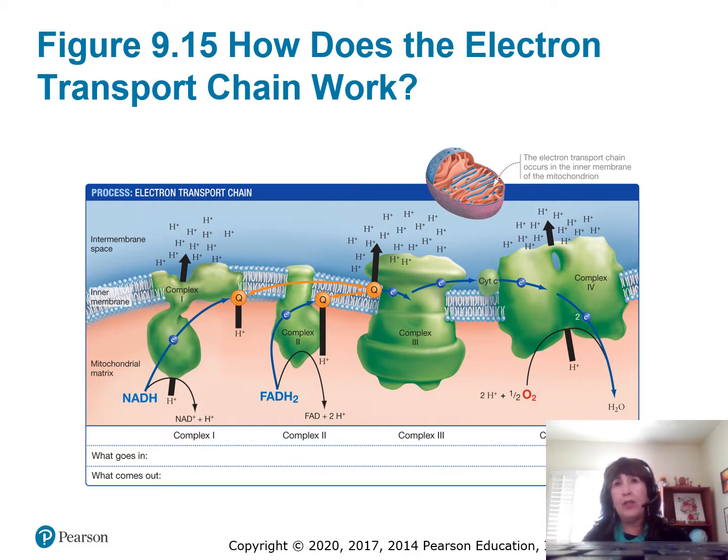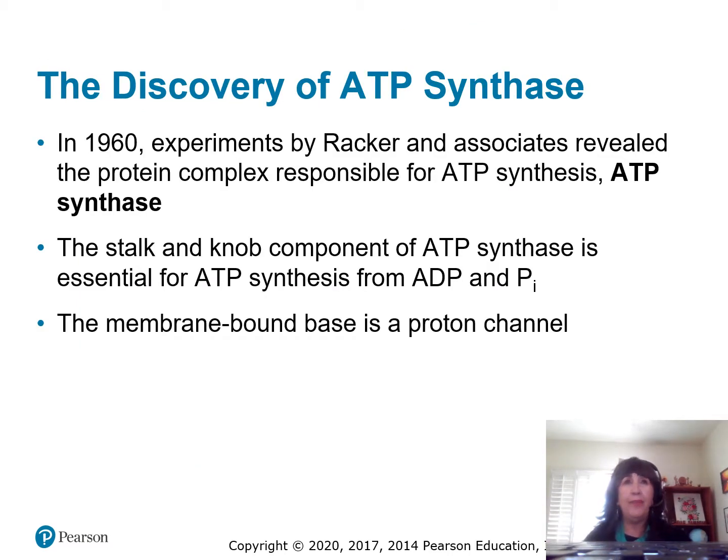So as the electrons move from one complex to another, they eventually lose their energy. Remember, we just can't dispose of the electrons. They've got to go somewhere. And notice that's where oxygen comes in. This is why we breathe in oxygen. All of the hydrogens and all of the electrons will bind with oxygen to eventually form water. So water is one of the products from the electron transport chain, ETC.